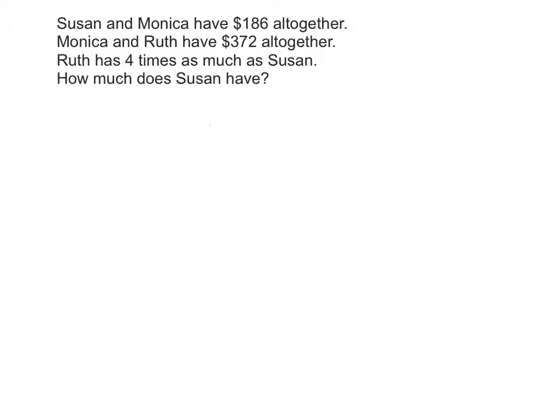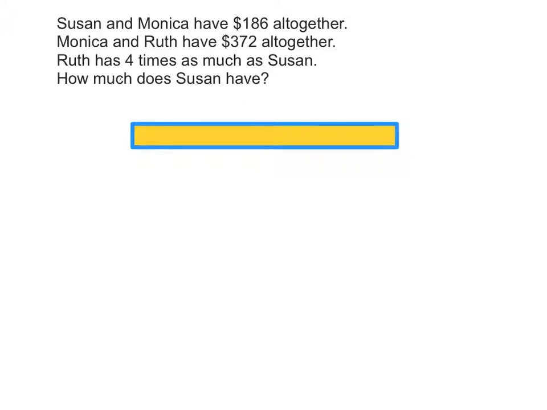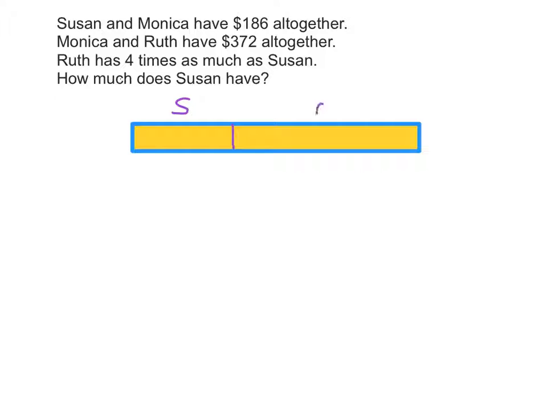And see if we can make this make some kind of sense. Okay, so let's make that be Susan and Monica. And we don't know how much Susan has or how much Monica has. So just as a guess right now, I'm just going to draw a line here. And we'll say that this is Susan and this is Monica. And together they have $186.